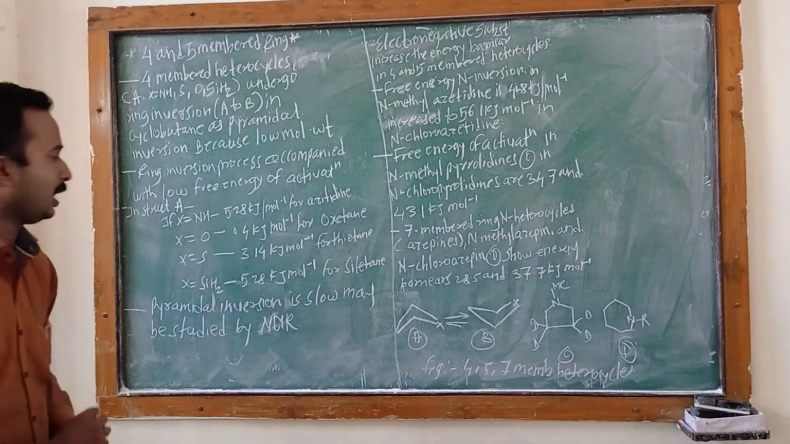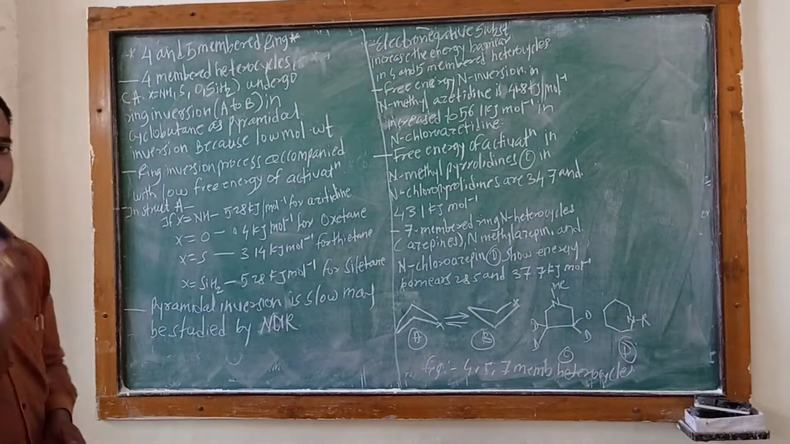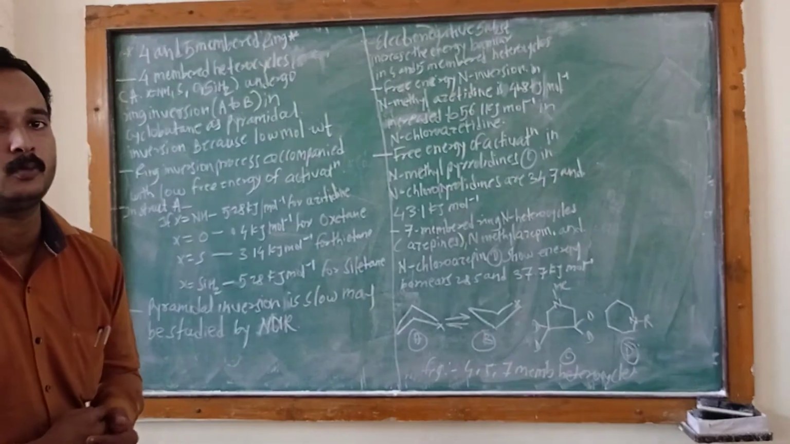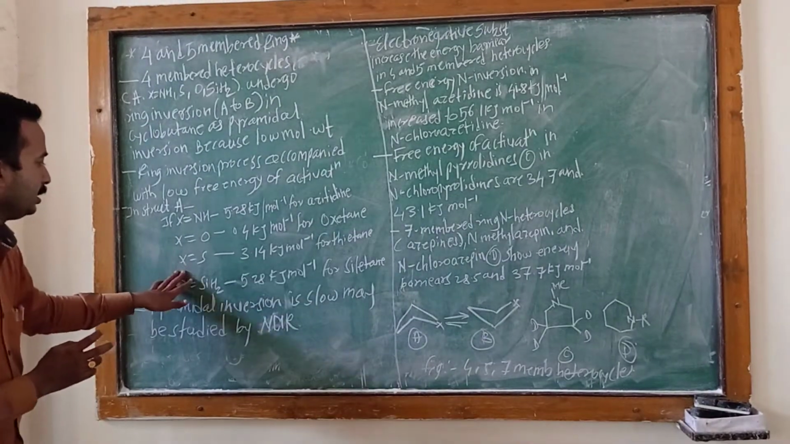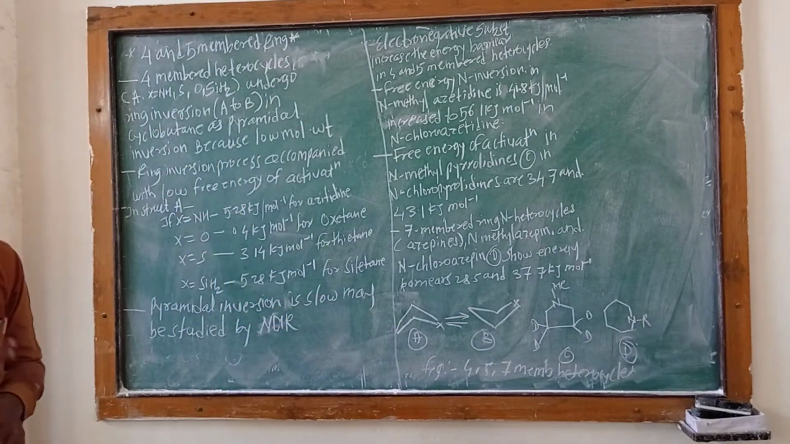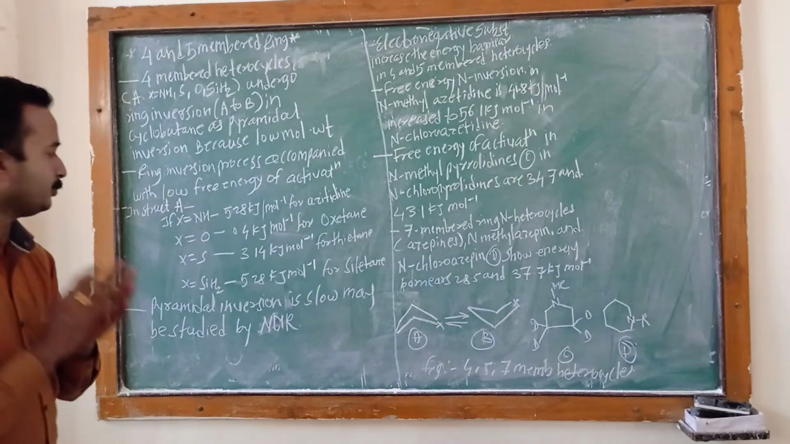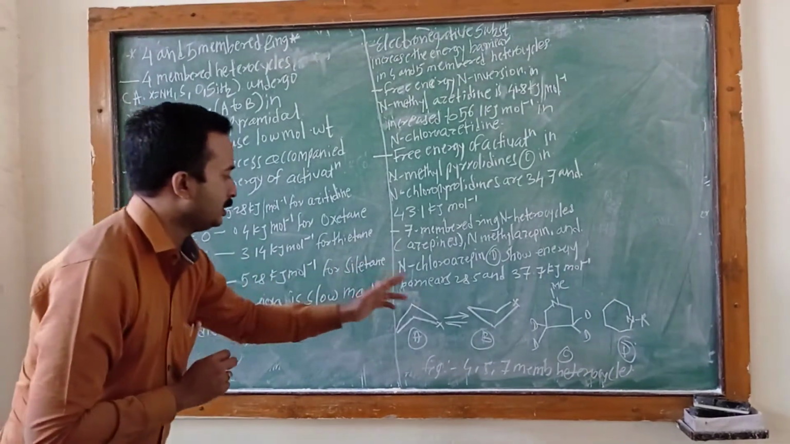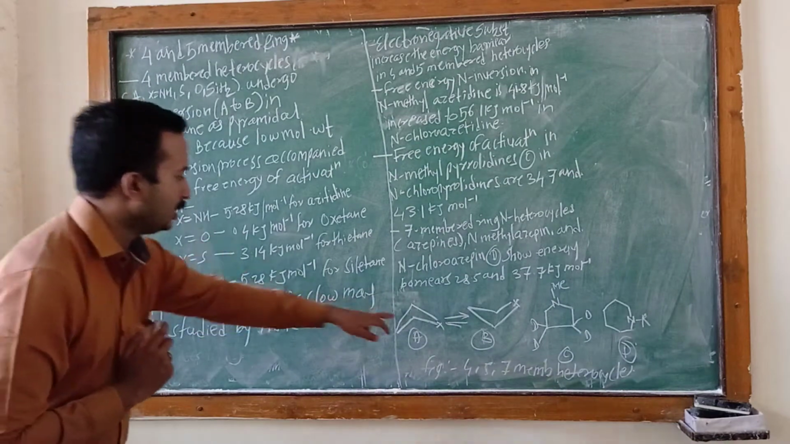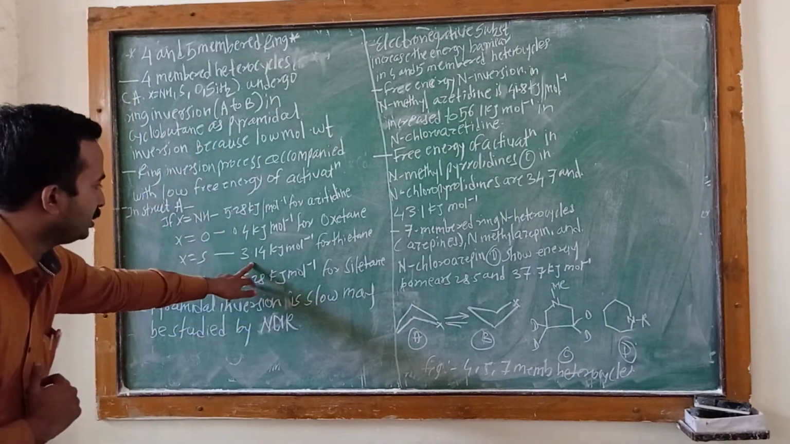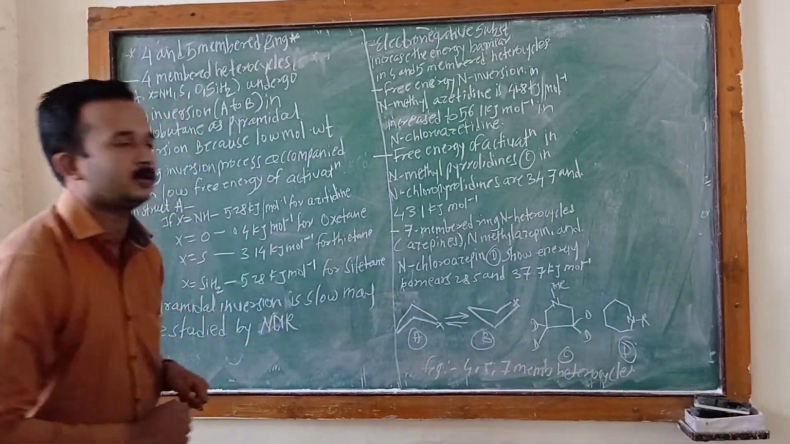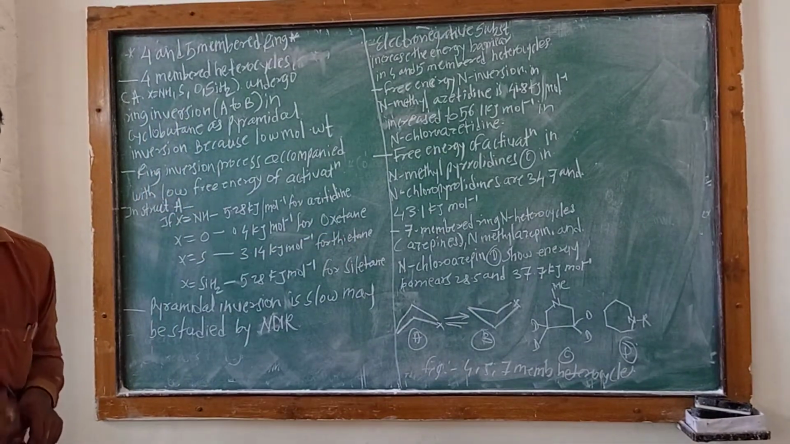Therefore its free energy is about 3.14 kilojoule mole inverse. If you replace the x with sulfur, its energy is about 3.14 kilojoule mole inverse, and its name is thietane.